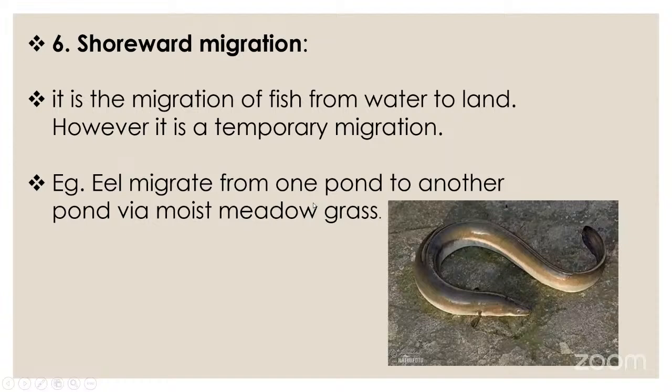Then shoreward migration. It is the migration of fish from water to land. However, it is a temporary migration because when they come to land from water, they can't survive without water. So that is why it is considered a temporary migration. And eel is the best example. It migrates from one pond to another pond via moist meadow grass.